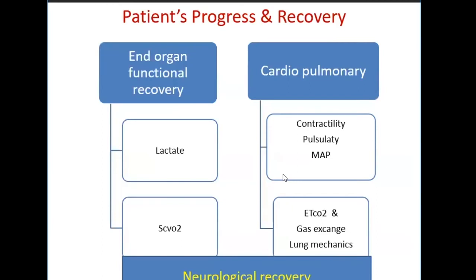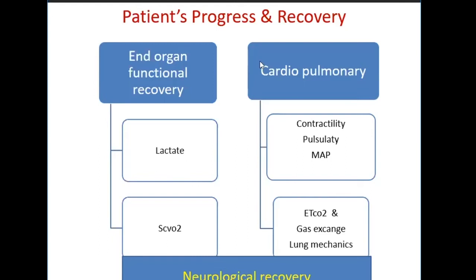Now, you have put the patient on ECMO, and you are monitoring the patient on ECMO. The third clinical question comes: when can you say that your patient is improving, that my patient is on the path of recovery? It is very simple. One, assess the end organ function. This is the lactate and the SvO2. We can see the central venous oxygen saturation. If these are improving, that means your patient's perfusion and oxygen delivery are improving.